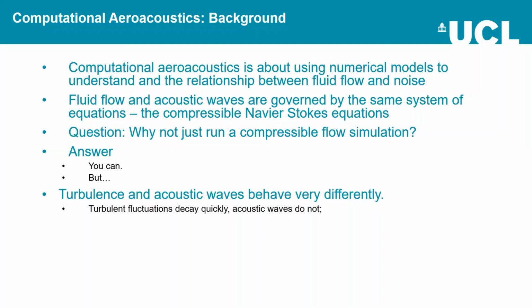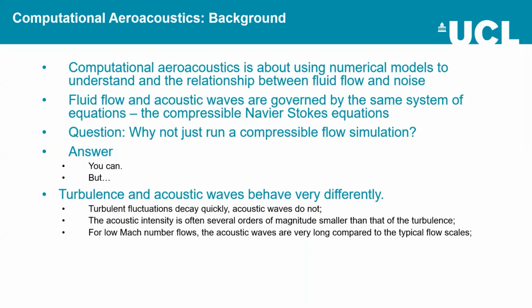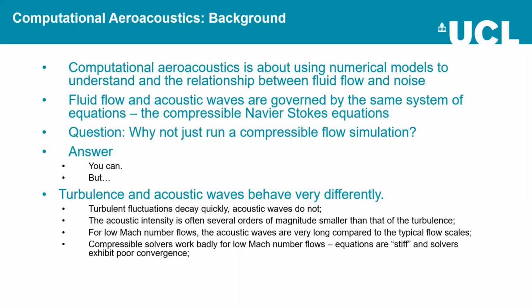They tend to only exist over quite short spatial scales, whereas acoustic waves can endure for quite a long time. They're generally very long. It's also the case that the acoustic waves produced by turbulence have an intensity that's often several orders of magnitude smaller than that of the turbulence. So we start to see a very, very large separation of scales. And that's particularly problematic at low Mach numbers, where the acoustic waves tend to be very, very long and have very, very low amplitudes compared to the turbulent scales, which are very small but have very high amplitudes.